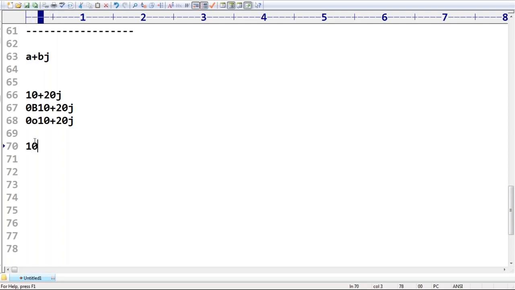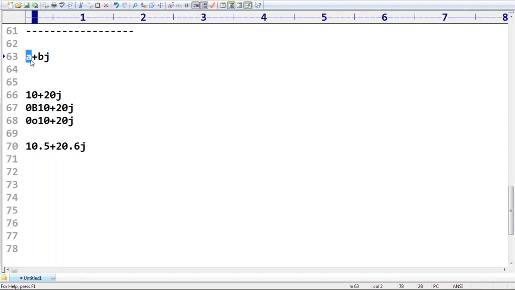But is 10.5 plus 20.6j valid or not? Observe that. Is it valid or not? What is the problem? Take a bit of special care. Observe carefully, you are missing my point. Here a plus bj is there. A is the real part, B is the imaginary part.